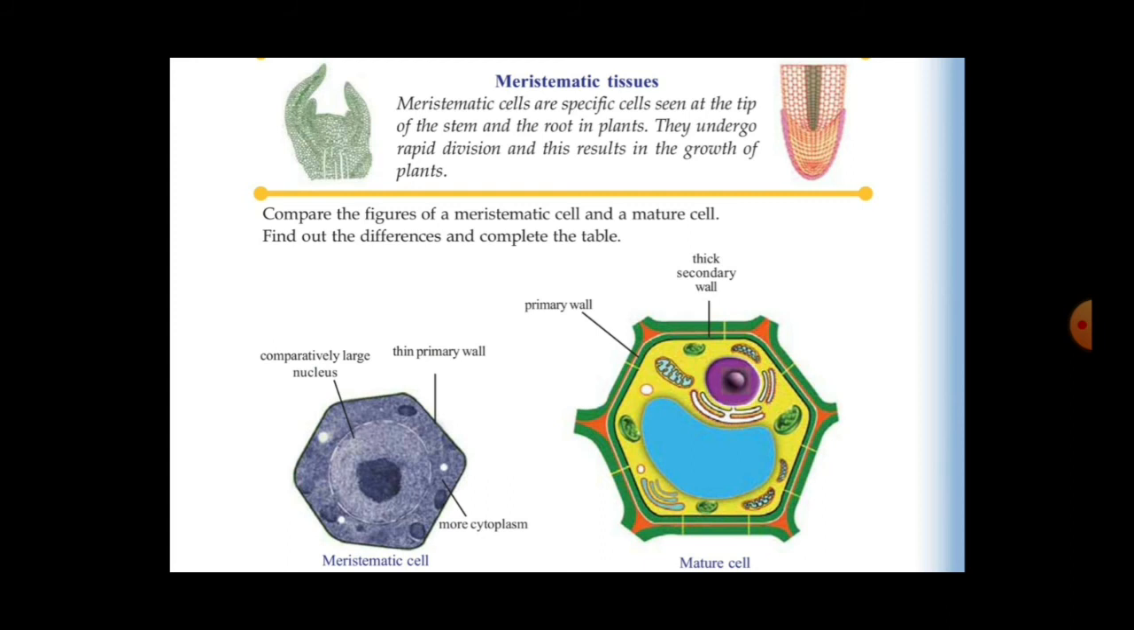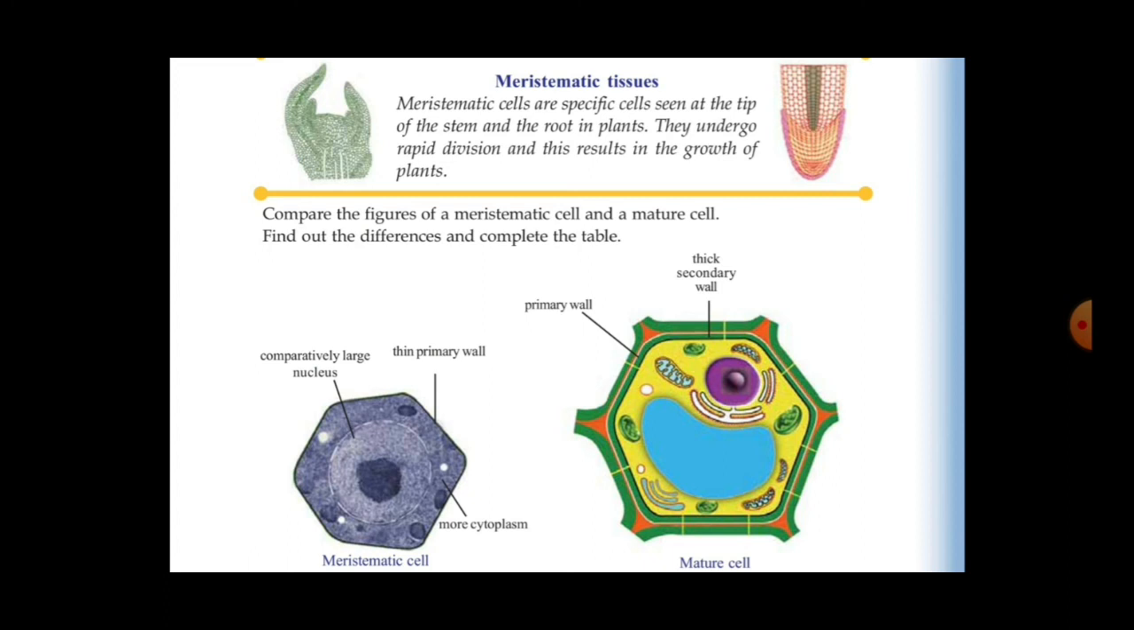Faster cell division is there in the case of meristematic cells, that is seen at the tip of the stem and root. So in stem and root, faster cell division will be there. So the tip of the root and stem will grow fast. So the plant's length or height will also increase very fast.